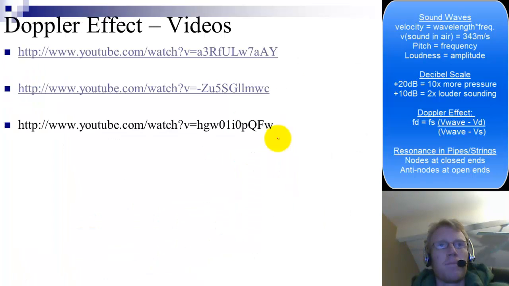Okay. All right. Next up is the Doppler effect, which is really cool. And I've got 3 different videos to show you that will help refresh your memory on what it is, since you already know this effect, visually see what it looks like, and then we'll go through the equation for it.